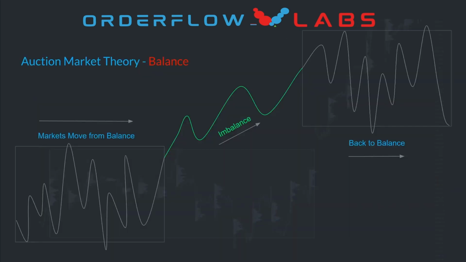All right. So this is probably the most exciting part. We've made some major updates to the balance areas. So we're going to dive in a little bit deeper here. In auction market theory, when it comes to balance, I'm sure you've seen a reference like this many times before. It's not anything particularly new, but just to review, markets tend to go from a balance distribution to an imbalance, and then back to a balance distribution.